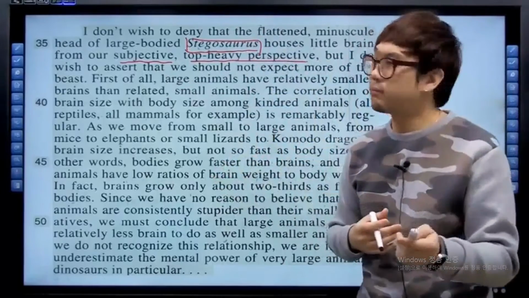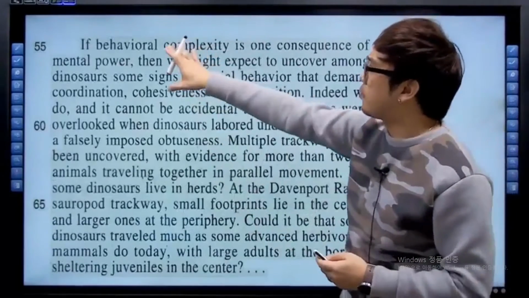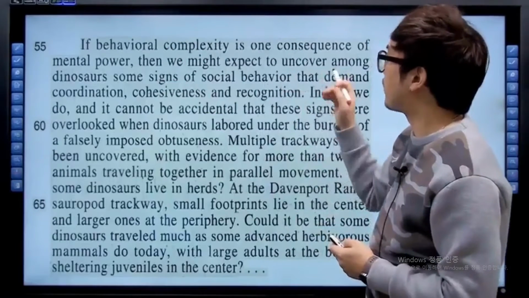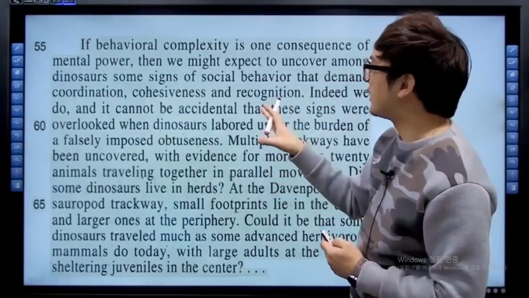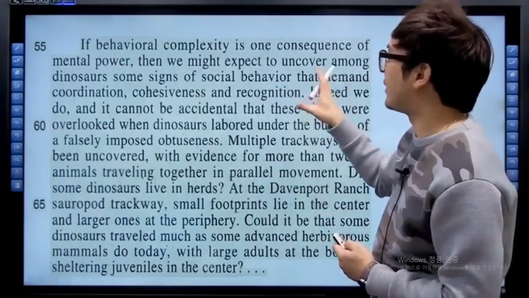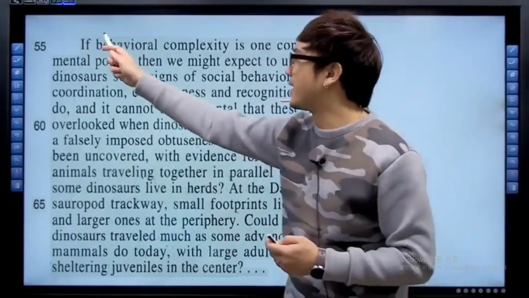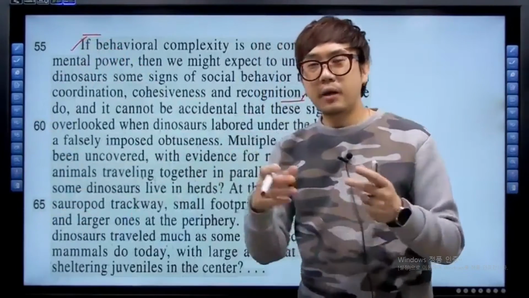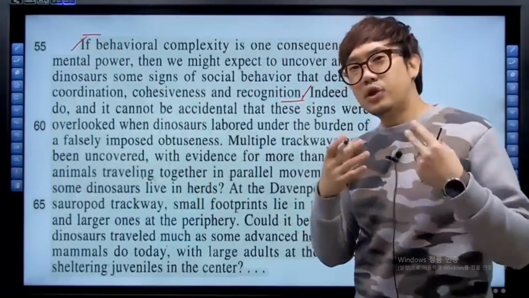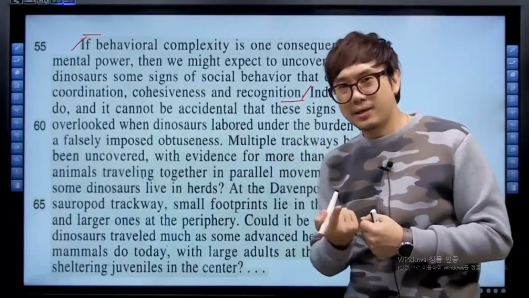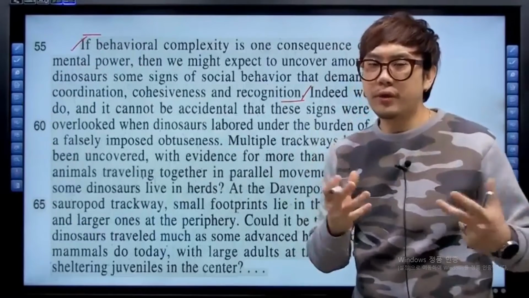So next. If behavioral complexity is one consequence of mental power, then we might expect to uncover among dinosaurs some signs of social behavior that demand coordination, cohesiveness, and recognition. So what we're saying is that yes, if ever dinosaurs were smart enough, they should at least have some kind of mental capacity to form a social network.